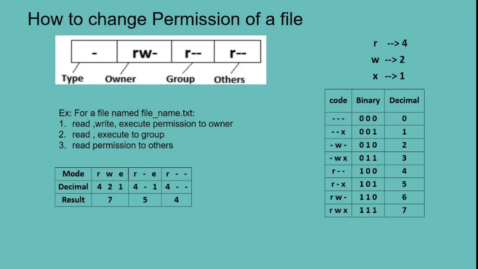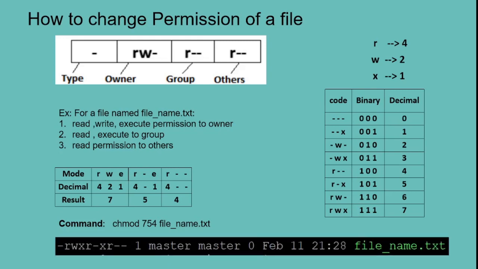Let's use the command to change the permission. We use the command chmod followed by the result code and the file name. Once we run that command, the updated permissions are reflected. If you see, the first bit is a dash, which means this is an ordinary file. The next 3 bits are for read, write and execute permission. The next 3 bits are r dash x, which means read and execute permissions. The next 3 bits are read only permission.